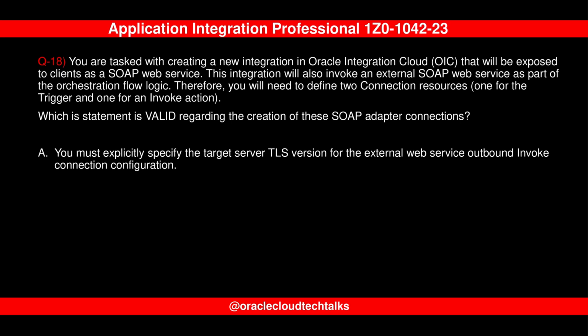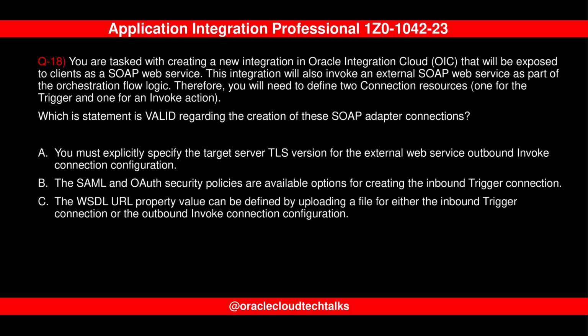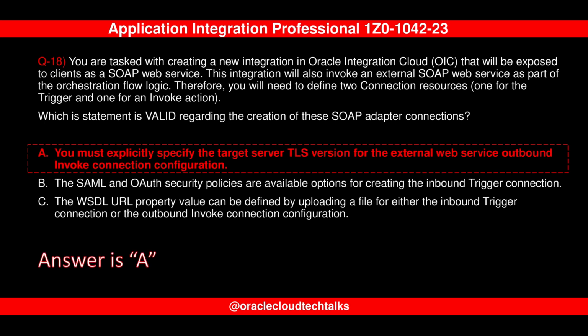A. You must explicitly specify the target server TLS version for the external web service outbound invoke connection configuration. B. The SAML and OAuth security policies are available options for creating the inbound trigger connection. C. The WSDL URL property value can be defined by uploading a file for either the inbound trigger connection or the outbound invoke connection configuration. Answer is A.